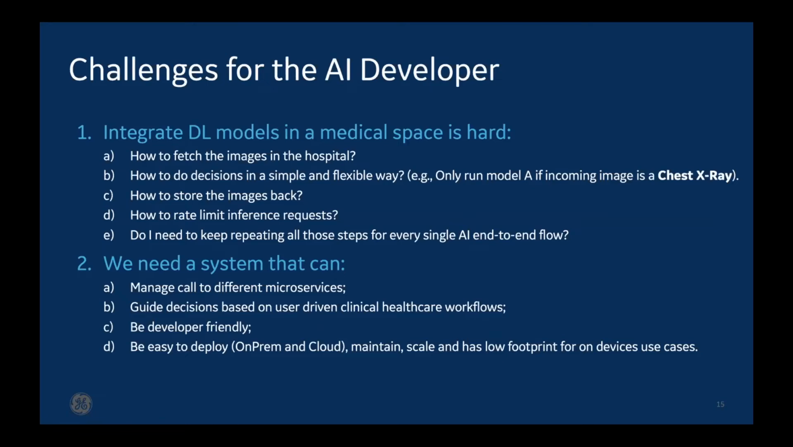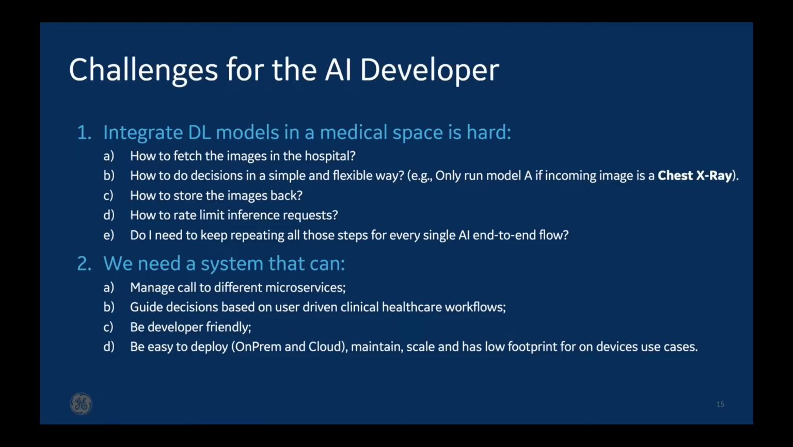It's very hard to integrate those deep learning models in a medical space, right? So how do I fetch those images in the hospital, how do I make decisions in a simple and flexible way? As I said before, if I have an X-ray model, I just want to run this model if I receive an image of X-ray. If I receive an image of, for example, CT, it does not make any sense to run this model, right? So how do I store those images back?